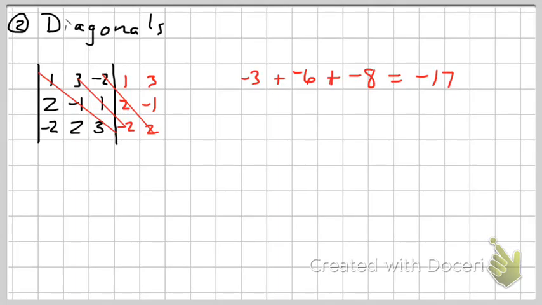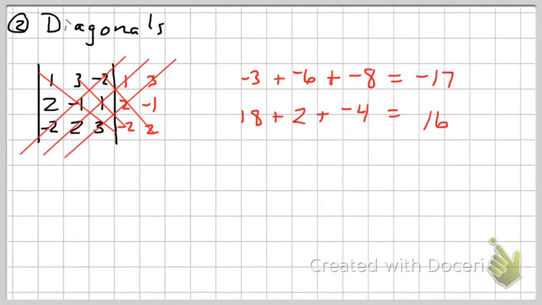We're going to start in the upper right, and we're going to come back in. So we're going to go like that. 3 times 2 times 3 is 18. I'm basically going to start another one below it. 1 times 1 times 2 is 2. And negative 2 times negative 1 times negative 2 is negative 4. And we add those numbers up and get 16.